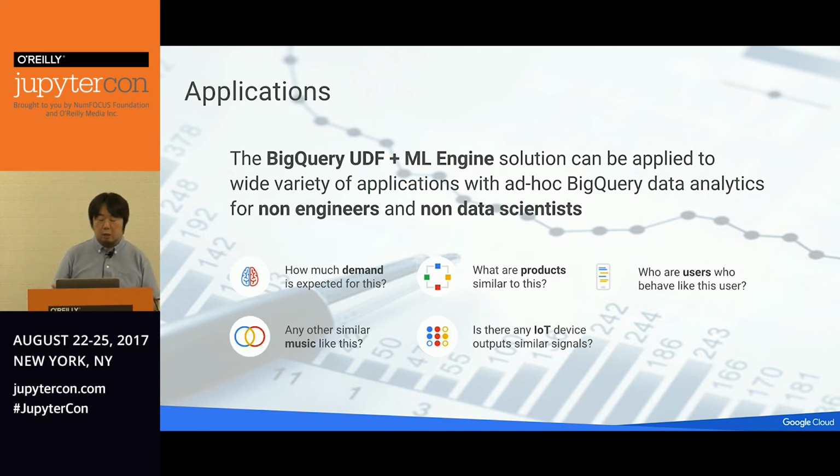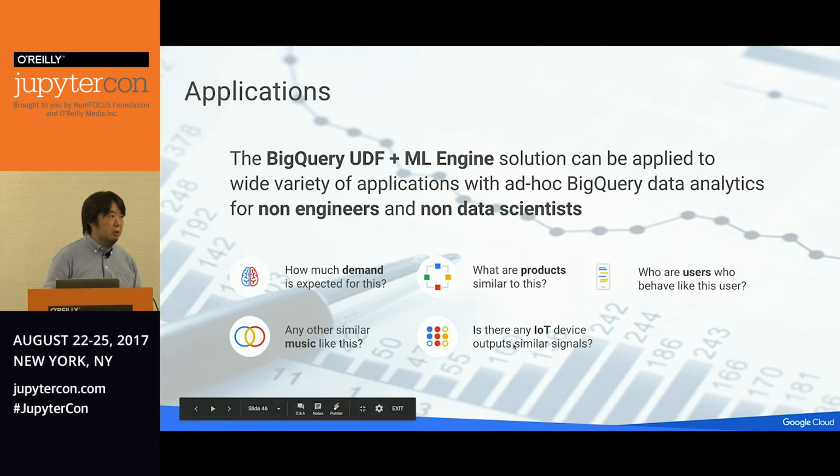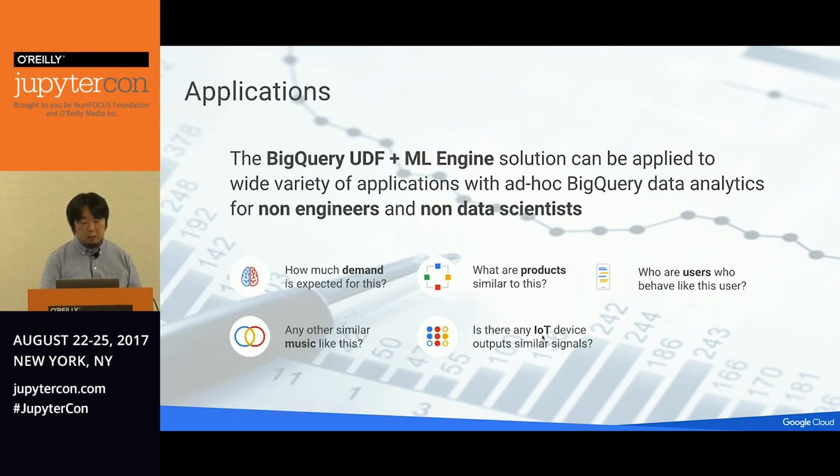to any other use case where you can define feature vectors against any content. For example, if you have a bunch of products and you can define a feature vector for each product, you can easily build a product recommendation engine just by using BigQuery and TensorFlow. You can find similar users, like premium users or cheating users, by defining feature vectors, or you can find similar IoT devices by looking at the sensor data, or music, or any unstructured data.